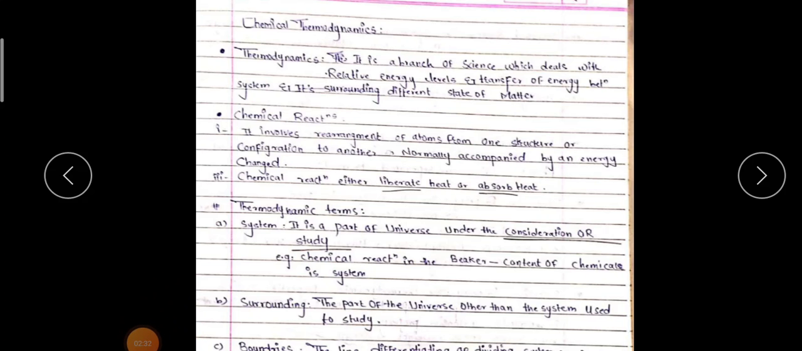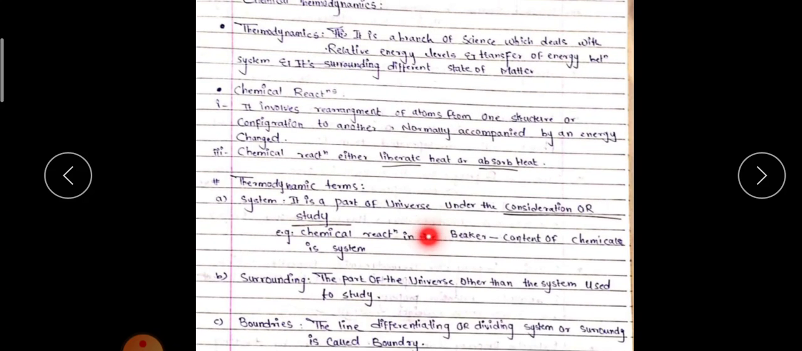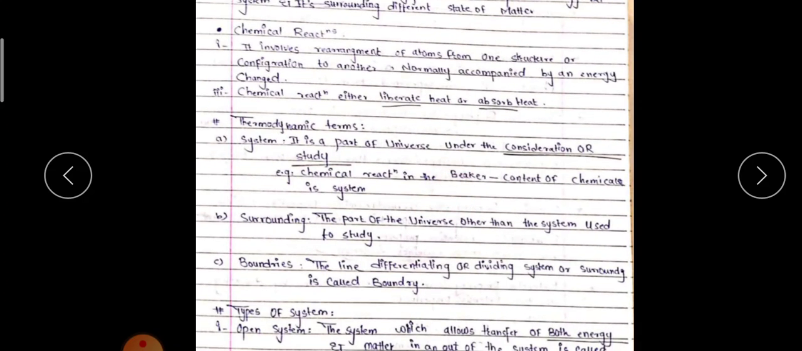It is a part of the universe under consideration. Options will be the system, surrounding, boundaries, path, like this. System, you can take the example of a chemical reaction. The bigger content of the chemical is the system. Then the surrounding is the part of the universe other than the system used to study. The part of the universe other than the system used to study is called as dot dot dot. Options will be the system, surrounding, boundaries, like this.